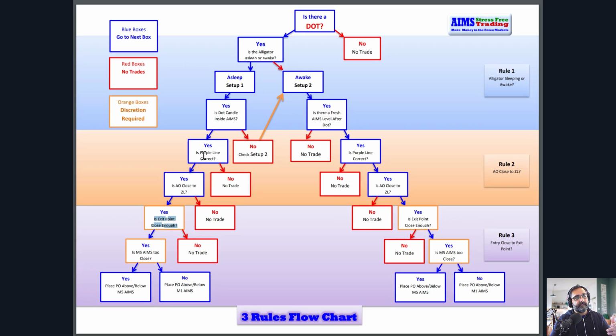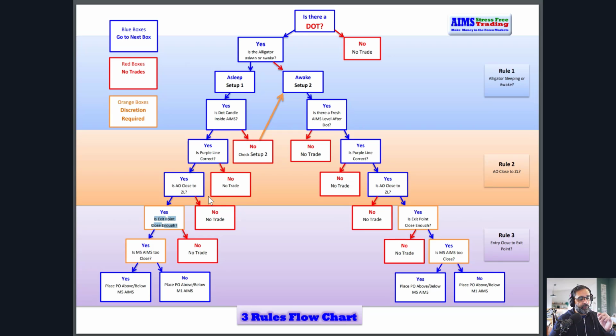Now, it is a question that is in the flowchart, but it is coded into the dots. But you still have to visually see it. Is the purple line correct? Obviously, the Setup 1 concept that we have, we want the purple. Back in the days when the flowchart was first created, you would have looked for purple kind of mingled or touching the gator. But obviously that's changed now. We want it to be not touching the gator, actually outside.